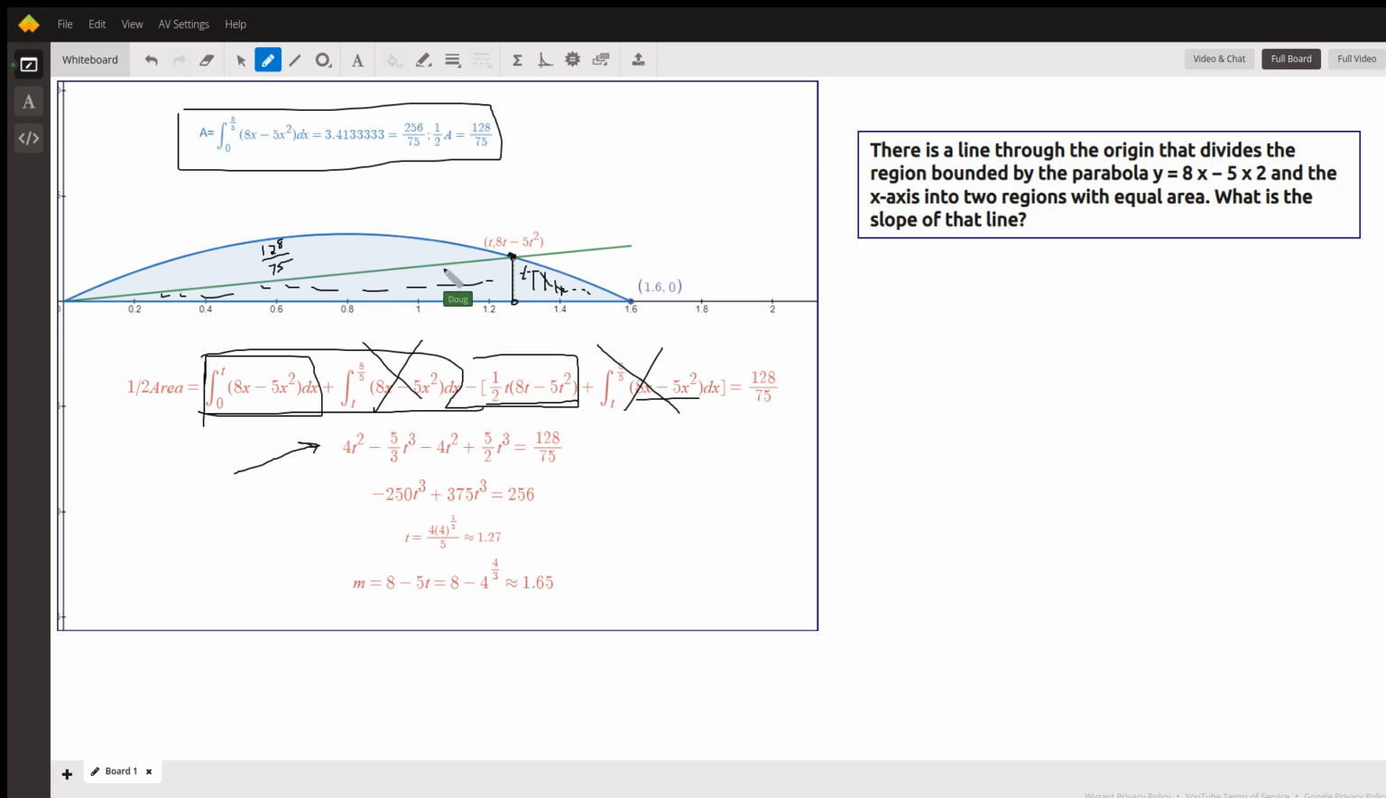And to find the slope of that green line, we'll put the change in y over the change in x, which is 8t minus 5t squared over t, which is 8 minus 5t. We plug this value in for t right here, and there's the slope. It's 8 minus 4 to the 4/3, which is approximately 1.65. Okay, so the line with this slope passing through the origin divides the area under that parabola from 0 to 8/5 into two regions with the same area.